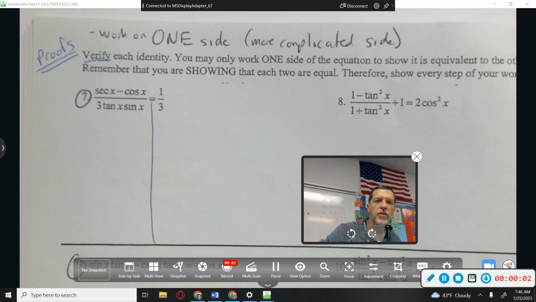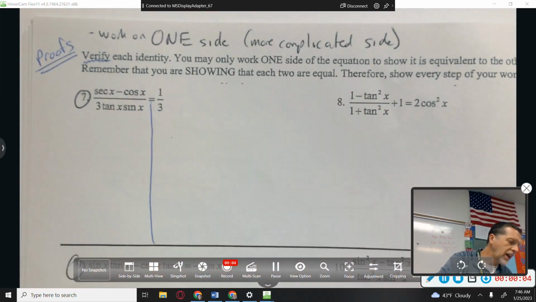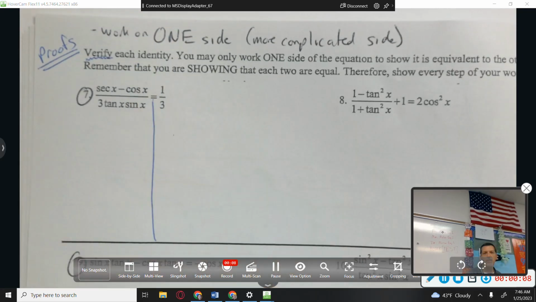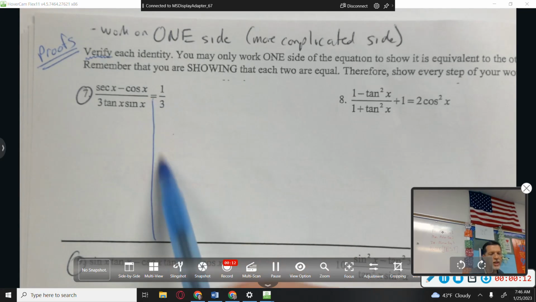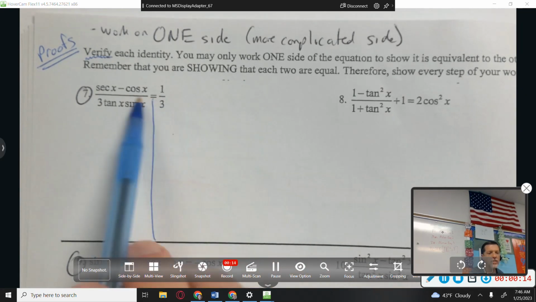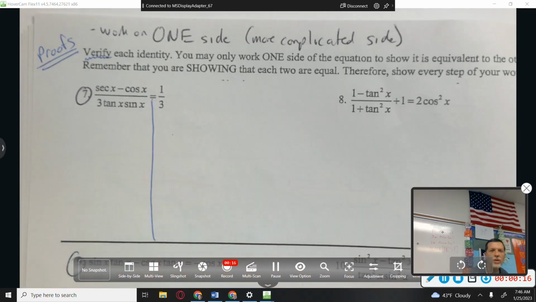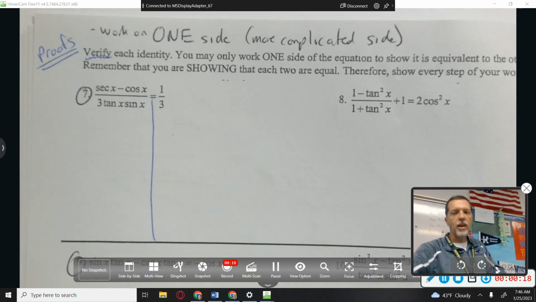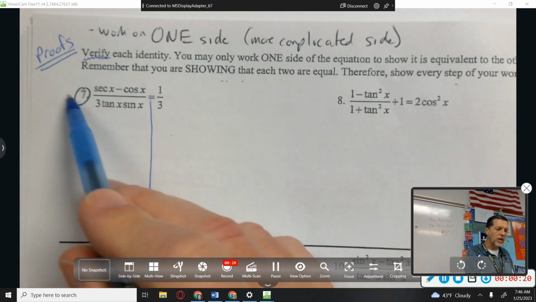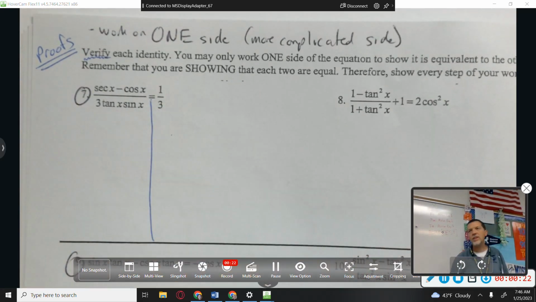So for proofs or verify, the main rule is that you can only work on one side. To emphasize that, a lot of times we'll draw a line down from the equal sign, because this is not an equation like normal where you might think, well, let me multiply both sides by 3 and now I'll at least clear the 3's. You're right, but you're not allowed to do that. You can only work on one side.